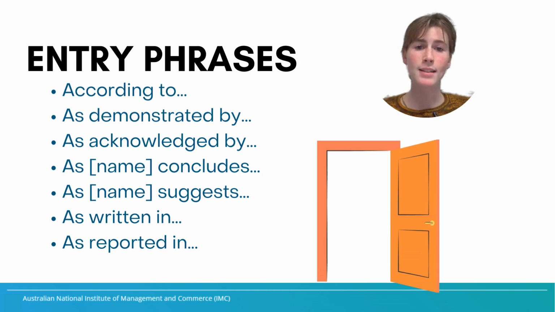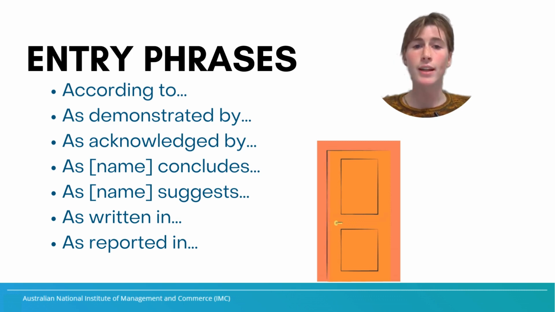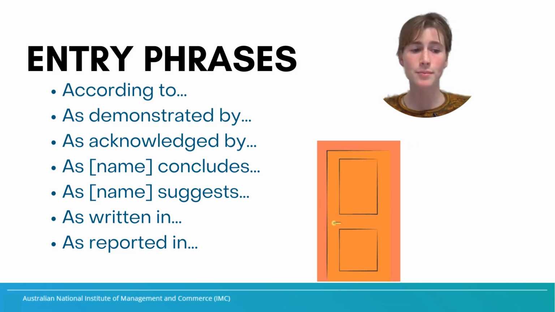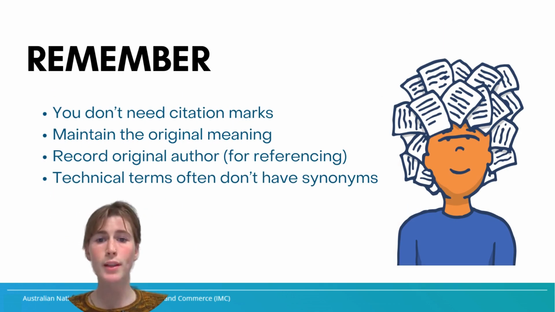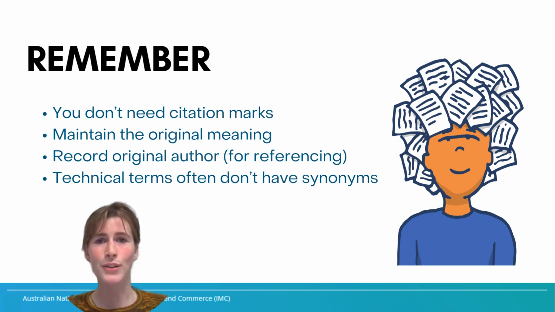An easy way to start, especially when paraphrasing a longer piece of writing, is with an entry phrase. These are phrases that help you to introduce the text or the author. On the screen are some examples. Before we look at some worked examples together, let's remember these tips. No quotation marks, same meaning, referencing is important, and not all words have synonyms. I hope you're not starting to feel like this guy with all the notes on his head.